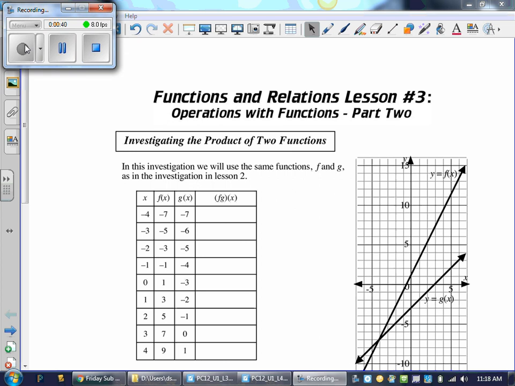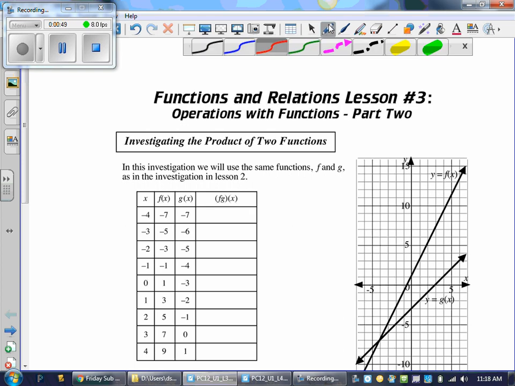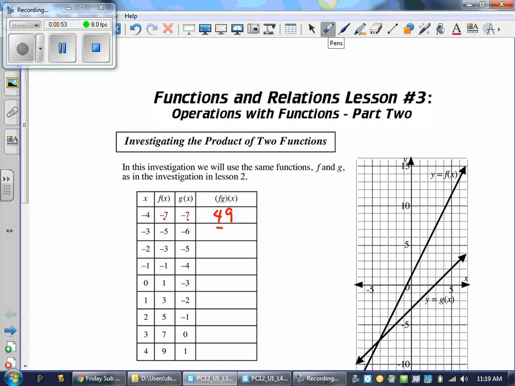So to fill out this chart, that happens really quick. We just take these numbers, we multiply them together. So take -7 times -7, and we get 49. And you can fill out this chart by simply multiplying those two values of f of x and g of x together. So they are the outputs of the two functions, and we can just times them together.